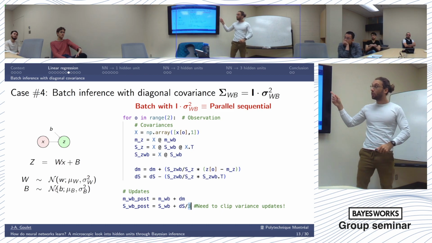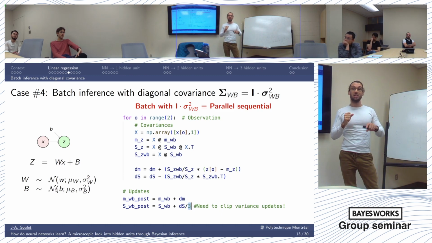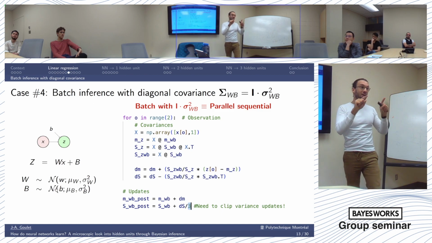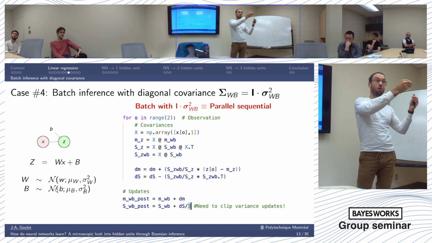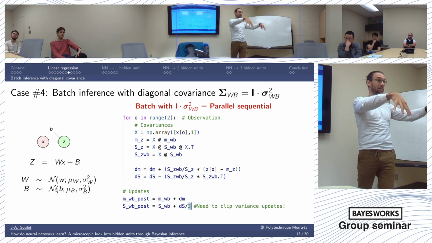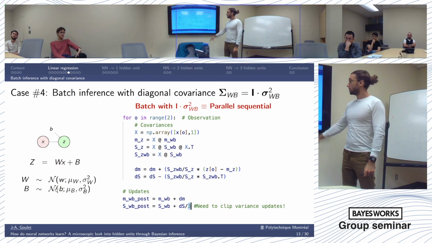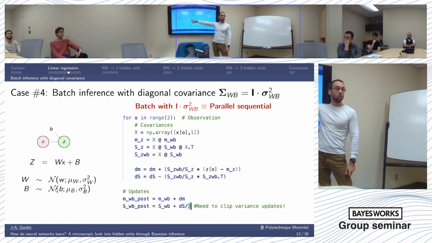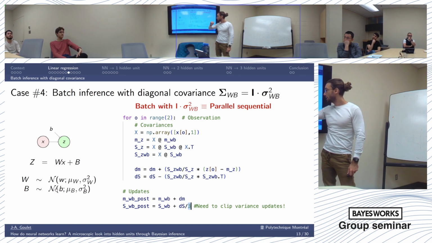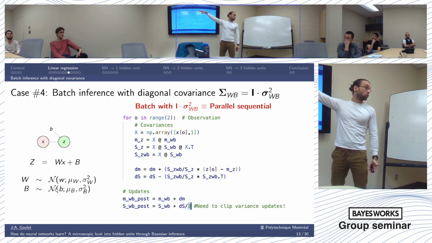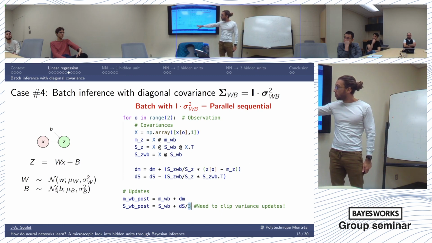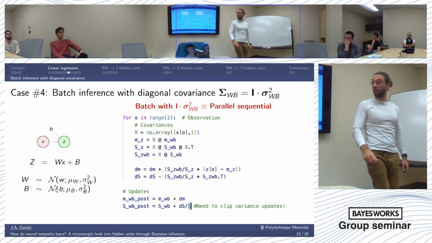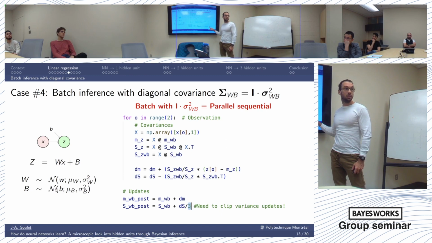But here, we neglect the covariance. So we neglect the effect that 2 observations could have on the update of each parameter. We do all of them independently. In that case, we calculate independently the dm and ds, the change in the mean and the change in the covariance. We do this in 2 steps because we have only 2 observations, and then we apply both together. And here, if we want to do this, we need to clip the variance, the same thing as in TAGI.